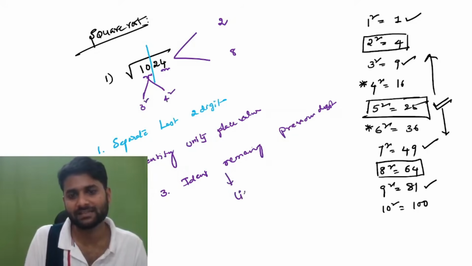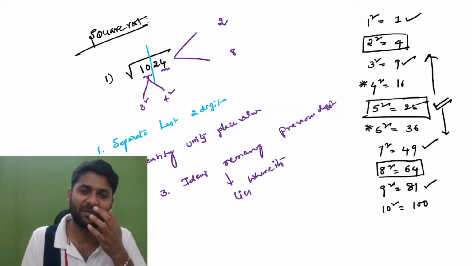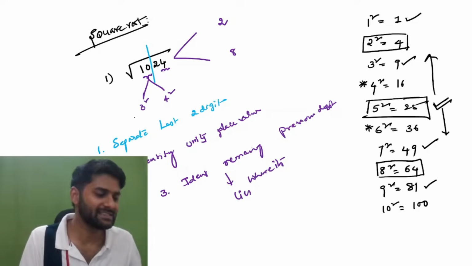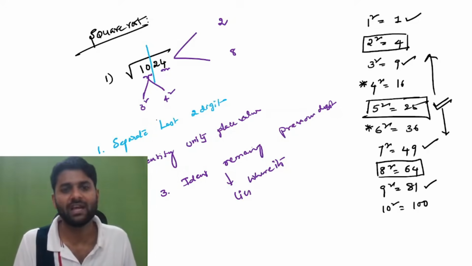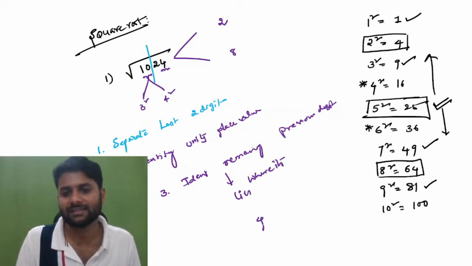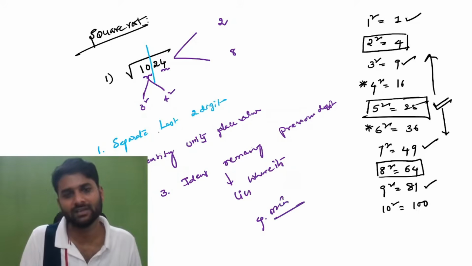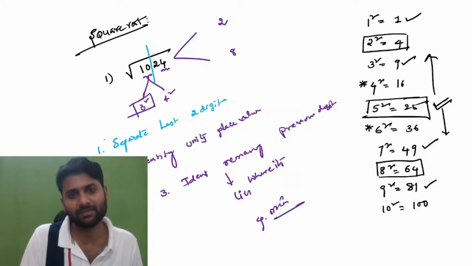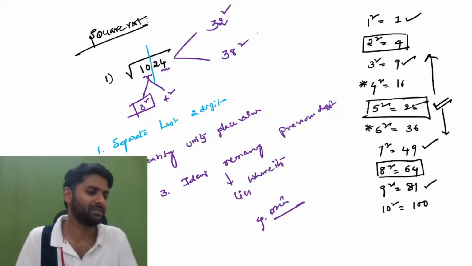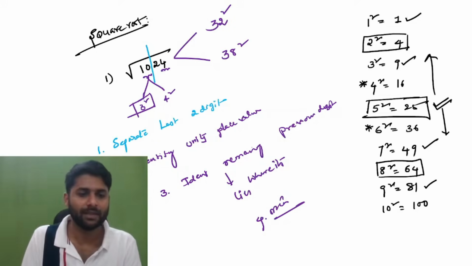So where does the previous number lie? 10 lies between 3 square and 4 square. Out of these two, consider the minimum. So the minimum value is 3, which means your answer is either 32 square or 38 square. Now how are we going to identify the exact answer?